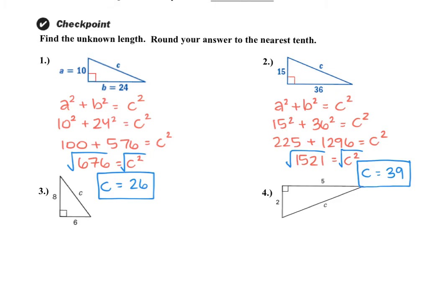The last thing I want to point out here is it's always good to go back and double check that your answer makes sense in the context of your problem. So again, if this is 15 and this is 36, yeah, it makes sense that that could be 39. If I had gotten that C was 3, that wouldn't make sense. If I got that C was 300, that wouldn't make sense. So make sure it makes sense in the context of your picture or your problem. All right, we're going to skip 3 and 4 and move on to the next page.